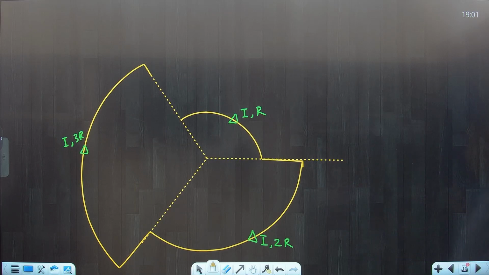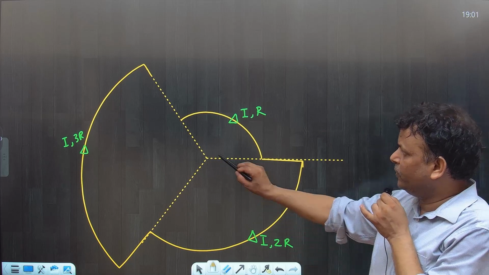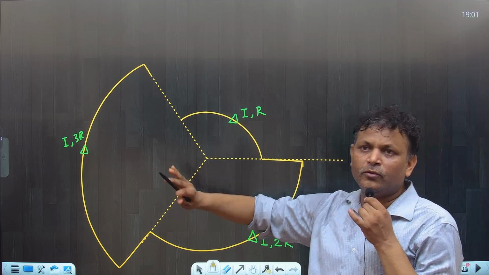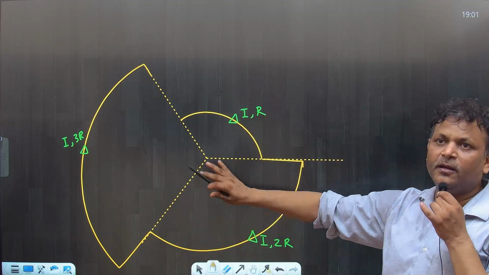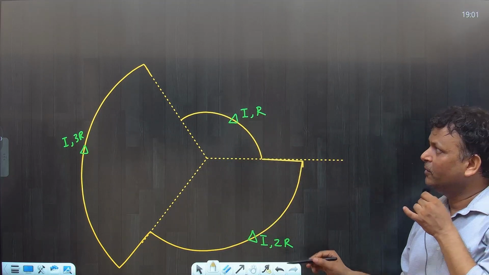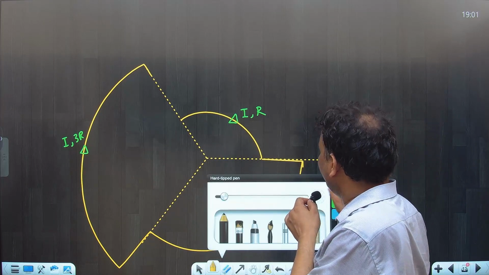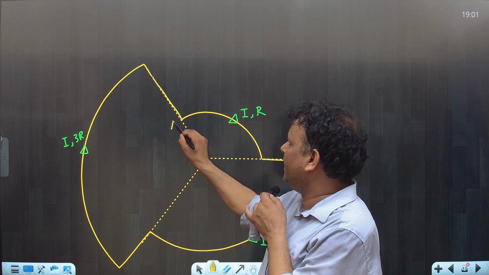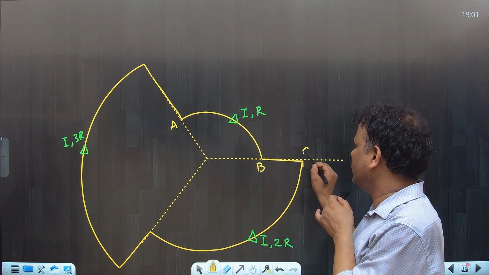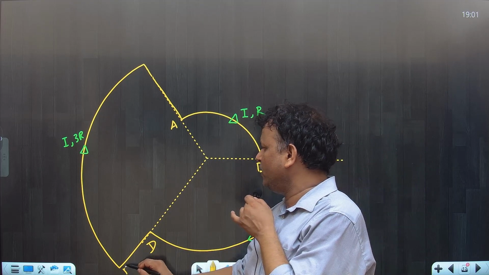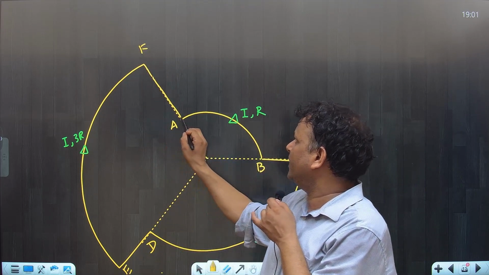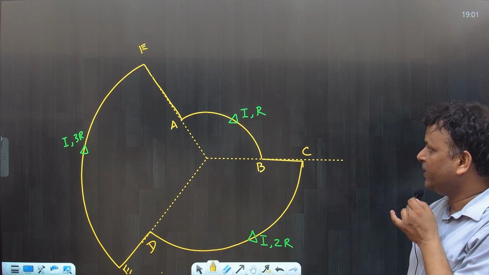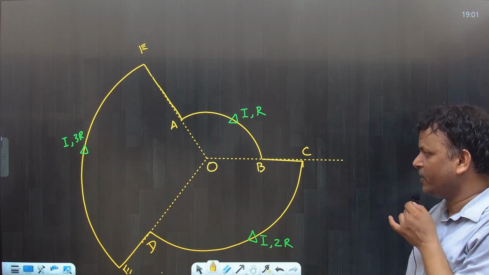Now come, here are 3 portions. These 3 arcs are in the XY plane. There is no change in plane. It is a wire which has some parts. It starts from here, A, B, C, D, E, F, then again A. So this is the wire, and you have to calculate the magnetic field at O.